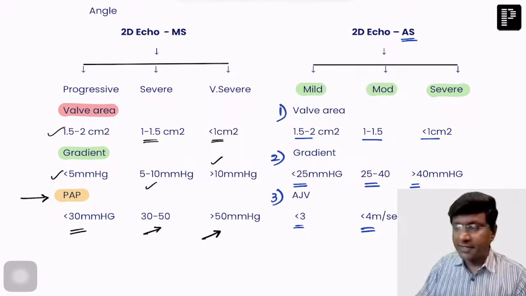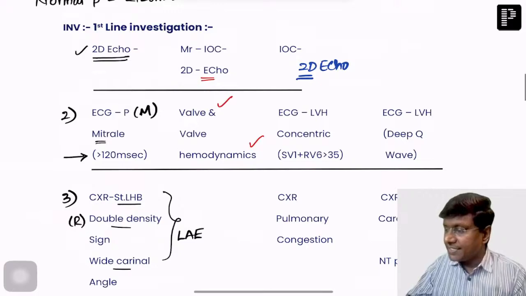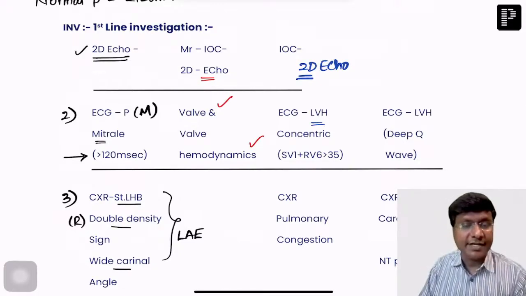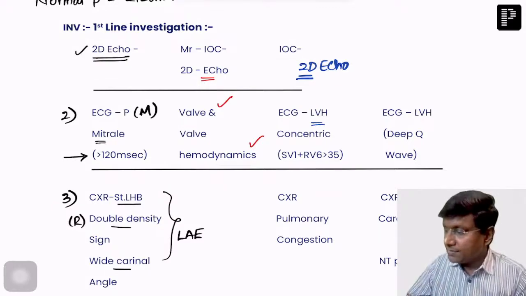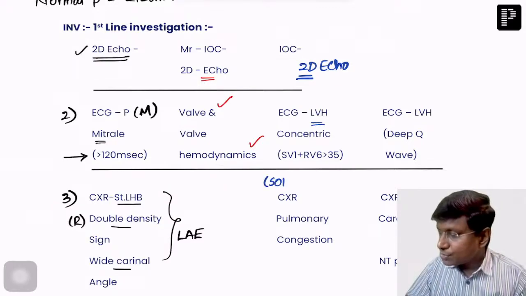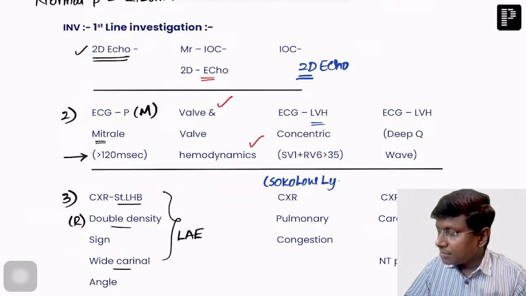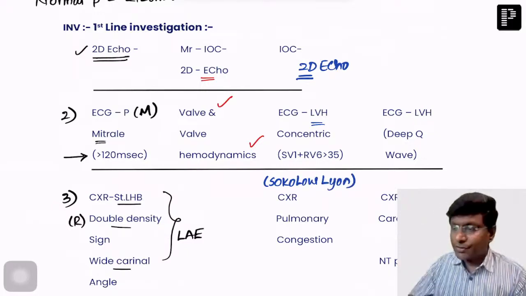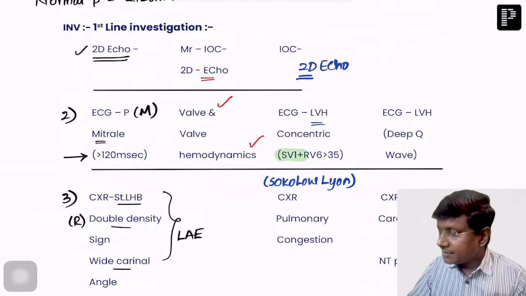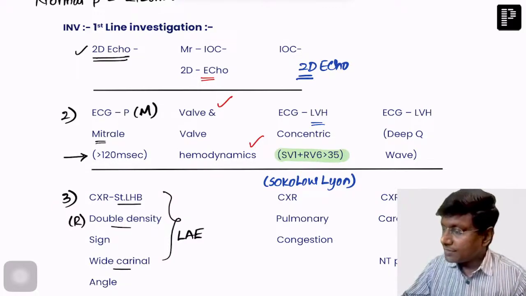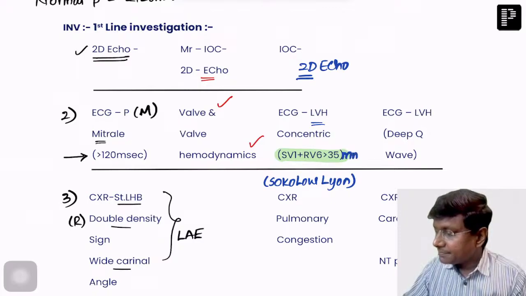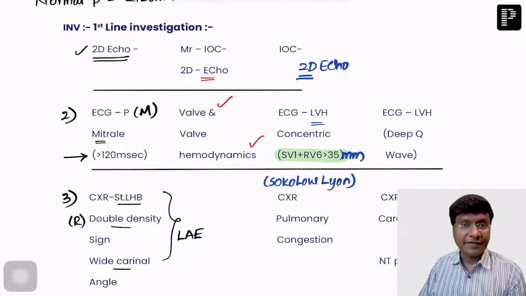How do you assess the severity? Then when you do ECG, ECG will show you that there is a concentric left ventricular hypertrophy. And how can you make out that it is a concentric left ventricular hypertrophy in the ECG? You have a criteria called the Sokolow-Lyon criteria, where the amplitude of SV1 plus RV6 will be more than 35 mm.